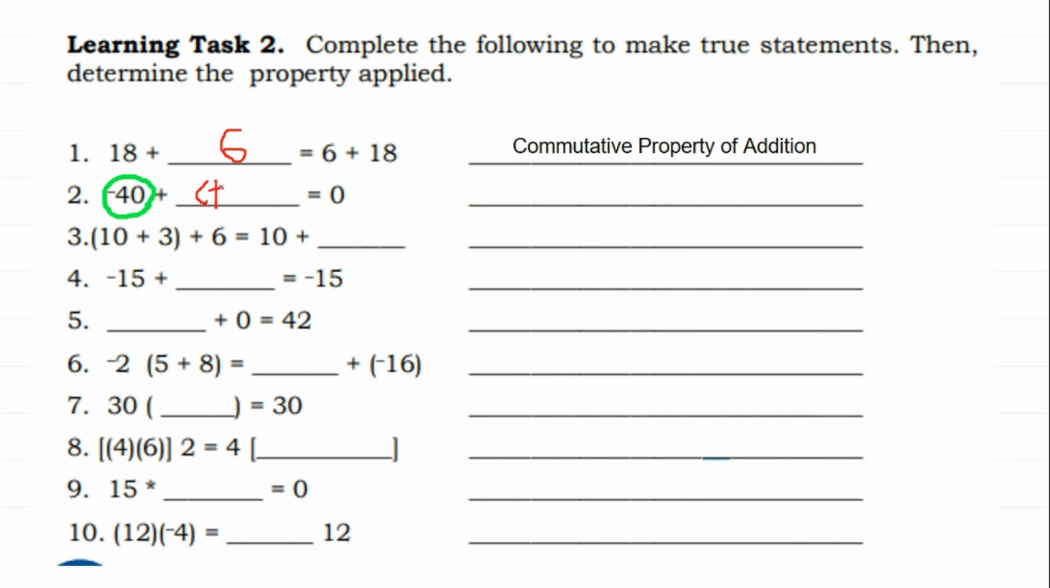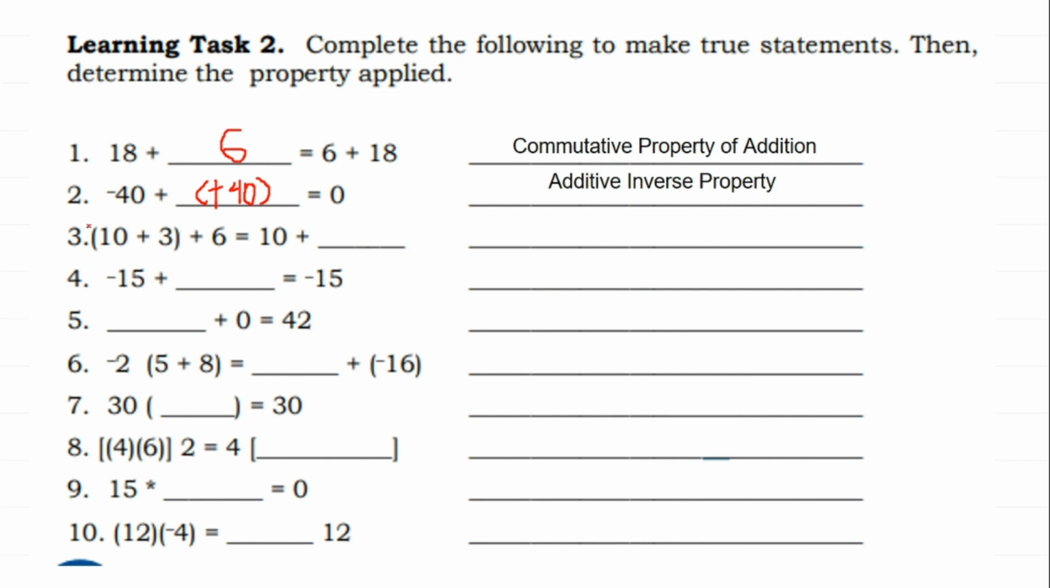Tama? Positive 40. Because adding negative 40 and positive 40 will give us 0. Okay? So, anong property ang in-apply natin dyan? Yung additive inverse property. Diba? Kasi sabi natin, the sum of a number and its additive inverse is equal to 0. Okay, so negative 40, ang kabaligtaran niya ay positive 40. Kapag inadd natin sila, ang makukuha natin ay 0.